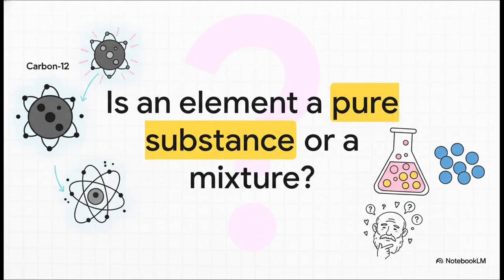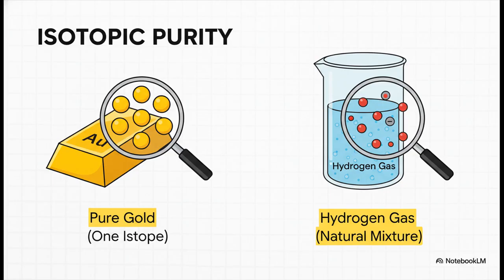If a chunk of an element can have different isotopes mixed in, is it still technically a pure substance, or is it kind of a mixture? And the answer is, well, it can be both.